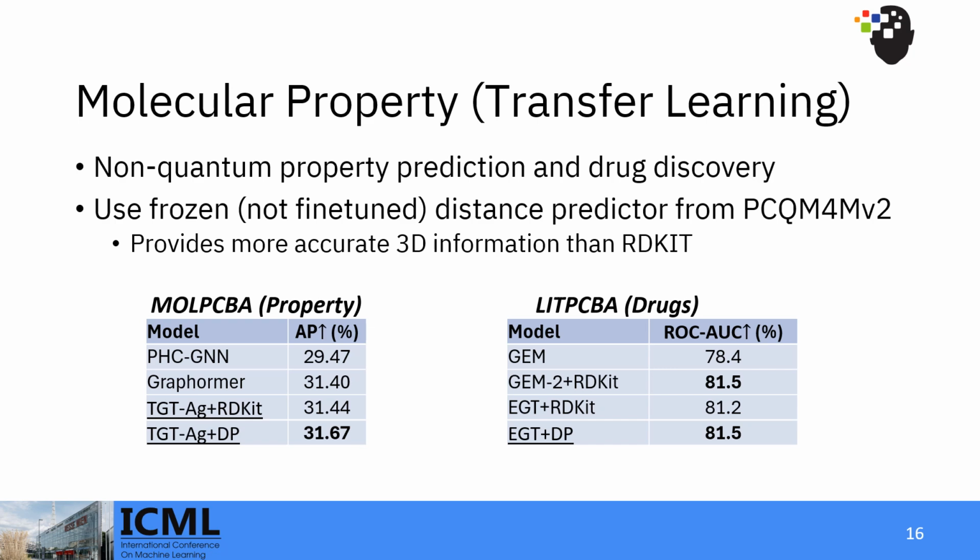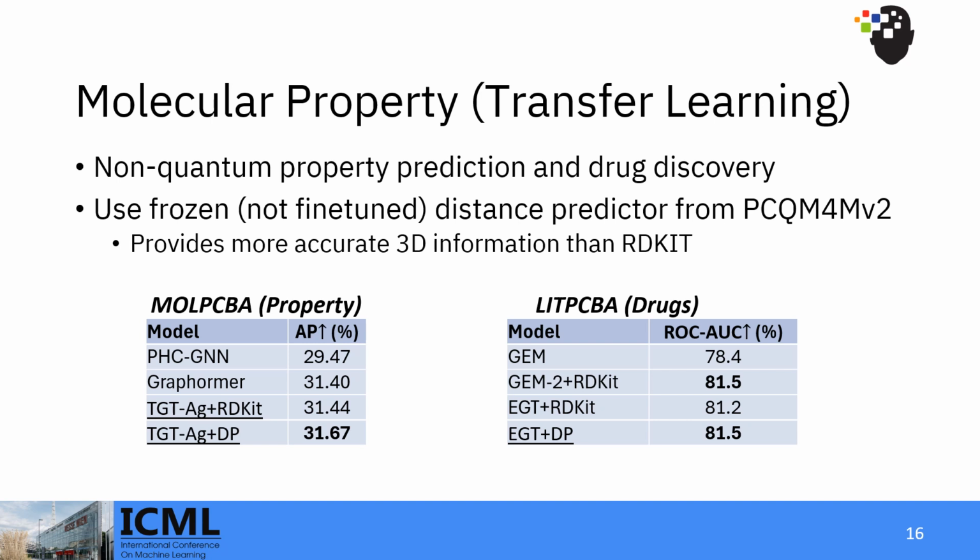For MOLPCBA, our TGT-AG model with the distance predictor, TGT-AG plus DP, achieves the best performance with an average precision of 31.67%. This outperforms both the previous state-of-the-art Graphormer model and our own TGT-AG model when using RDKit coordinates.